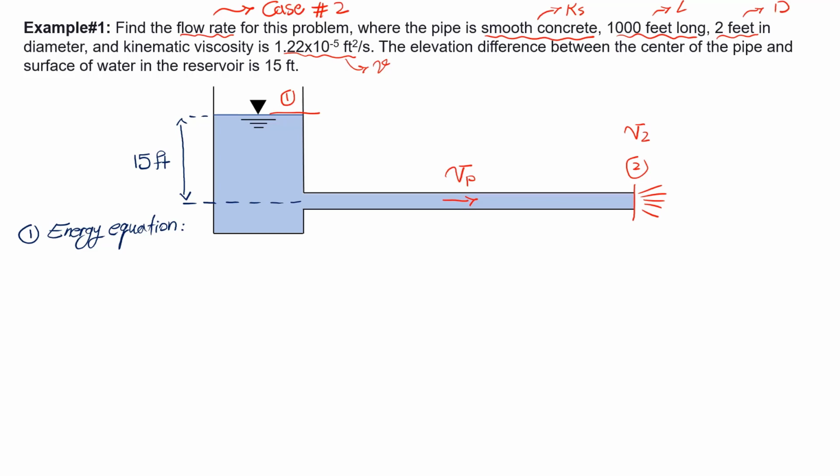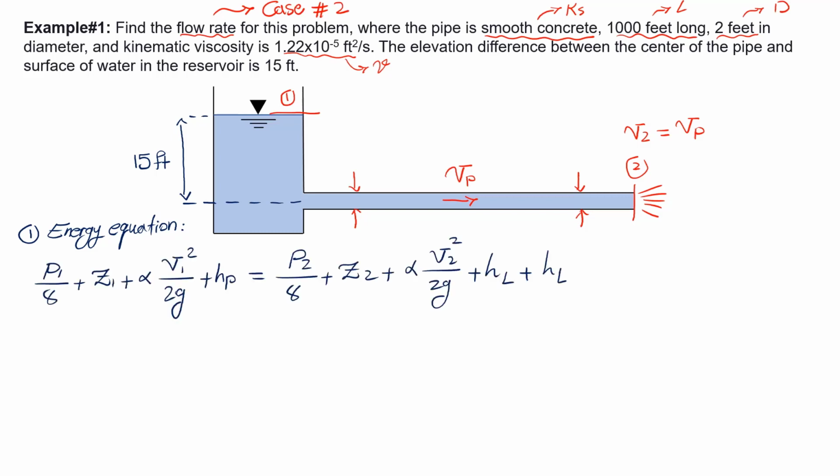Because the diameter of the pipe is constant along the pipe, then velocity at section 2 is equal to velocity inside the pipe. All right, so knowing that, I'm going to write down the energy equation between sections 1 and 2. And here is the energy equation. Note that alpha, or velocity correction factor, we are going to assume alpha is equal to 1 because the flow will most probably be turbulent. We can check this. We can check if the flow is turbulent when we have a Reynolds number calculated.